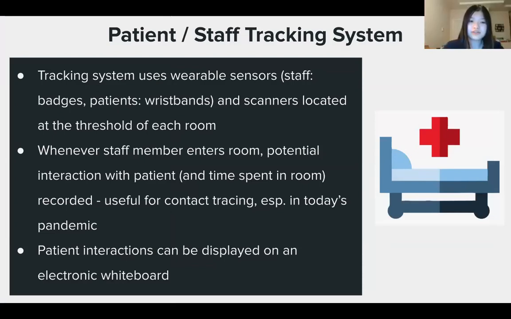Using this patient or staff tracking system helps reduce the amount of work that needs to be done by hand. For example, if the system can record interactions between patients and staff, there is no need to manually enter in logs. In addition, displaying the general location of staff and their interactions with patients on an electronic whiteboard can help other staff judge where their help is most needed. Staff can judge which patients still haven't been checked up on and which need attention. Finally, recording the interactions between patients and staff is helpful for contact tracing, especially in today's COVID-19 pandemic.